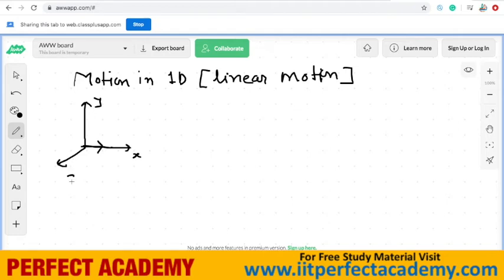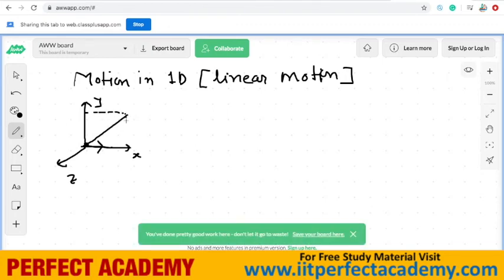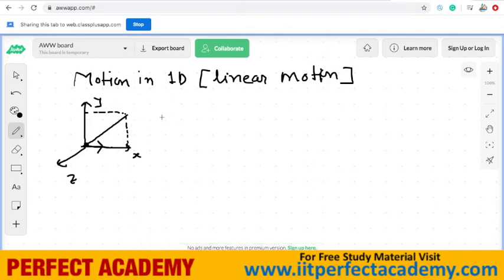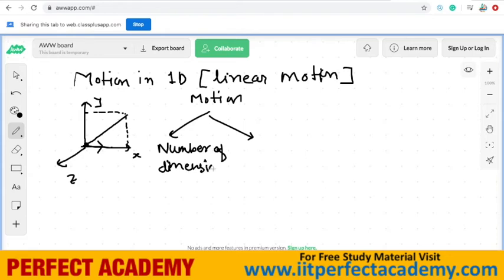Let's say this is XYZ coordinate system. If a particle is moving in linear manner, it can have two dimensions as well as three dimensions, but every one dimensional motion has to be linear only, because we know motion in general you can classify into various categories. First is based on number of dimensions. Second, based on the path followed by particle.